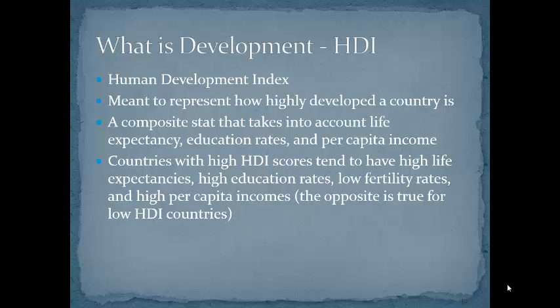Now, the way that this works is that countries with high HDI scores, they would tend to have high life expectancies, high education rates, people tend to be literate, they have low fertility rates, low birth rates, and high per capita incomes. And the opposite would be true for low HDI countries. And this stat is updated annually by the United Nations Development Program.